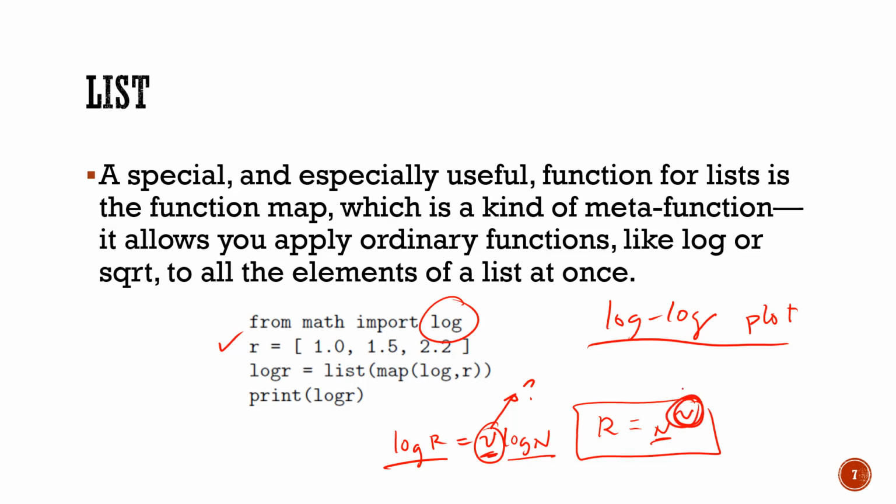So what I did is I use a log plot. I take the logarithm of r, I also take the logarithm of n, and then I plot it. When I plot it, the slope will be the value of my nu. Okay, so I got the nu.